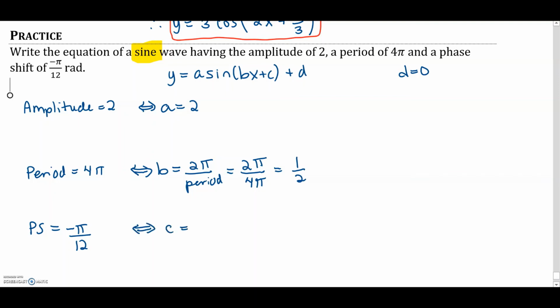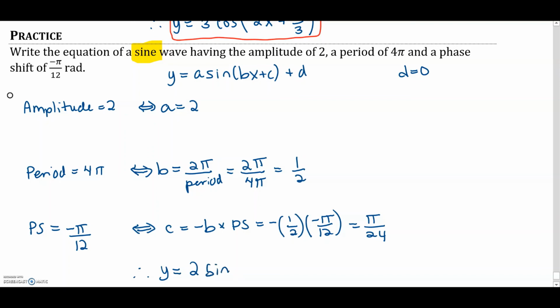So c is equal to negative b multiplied by the phase shift. You want to make sure that you've spent the time to get your b value correct, because it will carry forward as we calculate c. And our phase shift is negative pi over 12. And this reduces to positive pi over 24. Therefore, a possible equation for this sine wave is y is equal to 2 times sine of (1/2 x plus pi over 24).